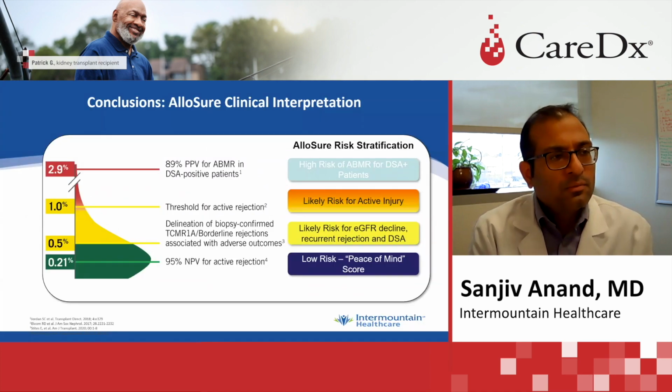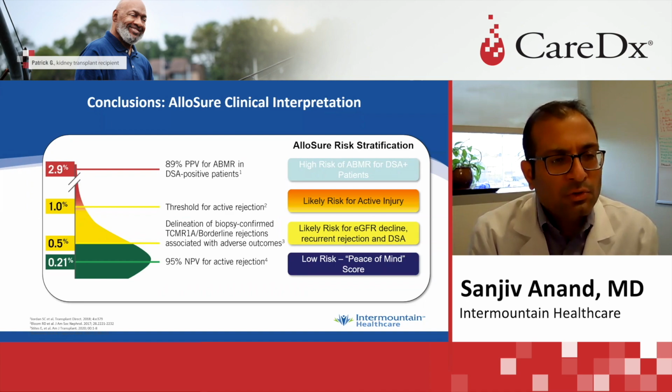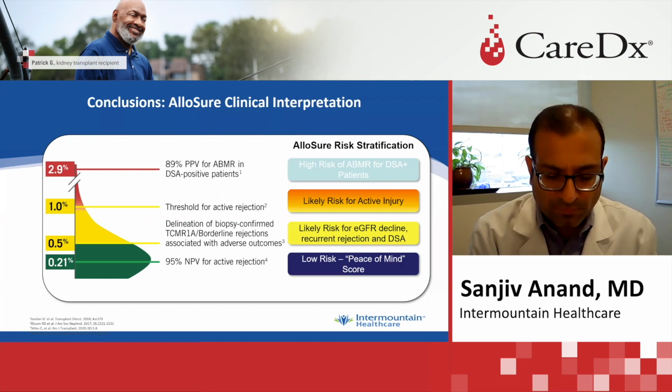And in the last slide, this again shows, this is from Eric Steit's data. This essentially shows that donor-derived cell-free DNA is kind of a continuum. So at that 0.21 value, you have a 95% negative predictive value for acute rejection. And as you go higher on the continuum, higher values are associated with more rejection and more graft loss.